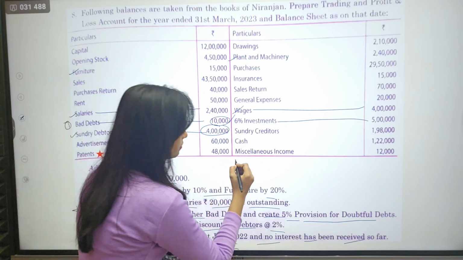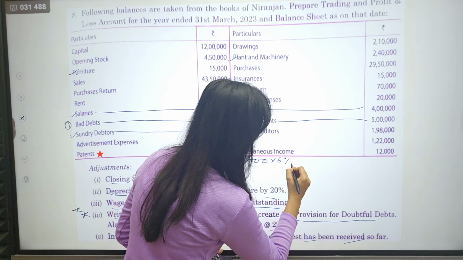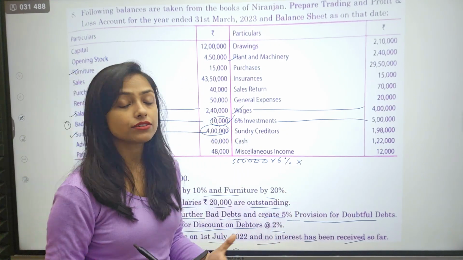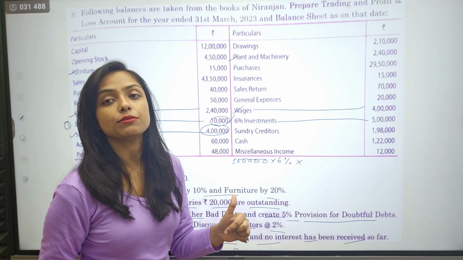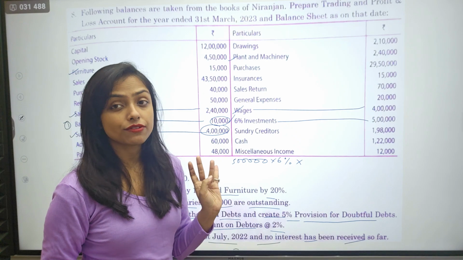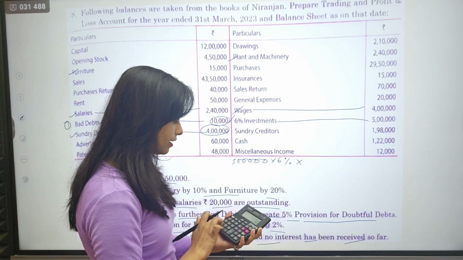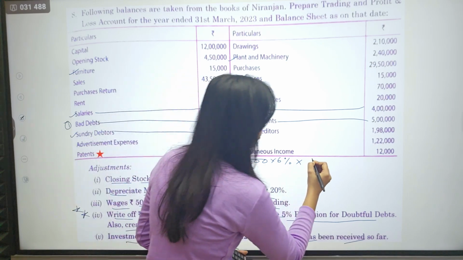On 5 lakh, we should have received interest at 6%. If you see, on 1st July we made the investment. So for how many months are we going to calculate? July, August, September, October, November, December, January, February, March. We have to calculate 9 months of interest on 5 lakh rupees. Let's calculate it.